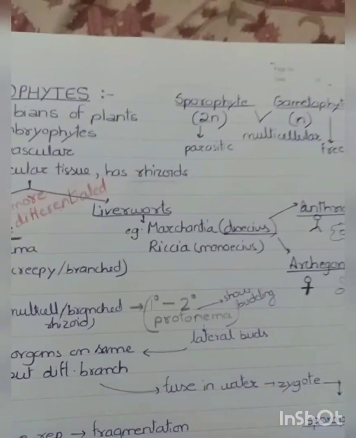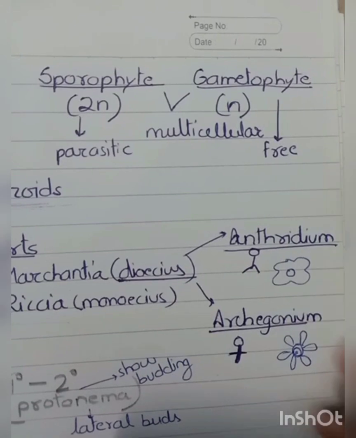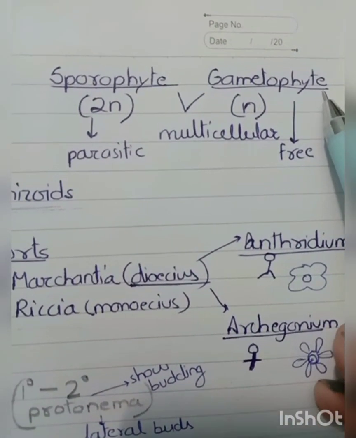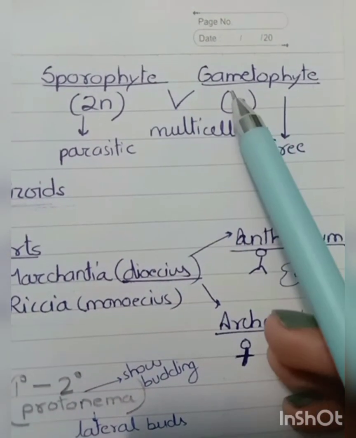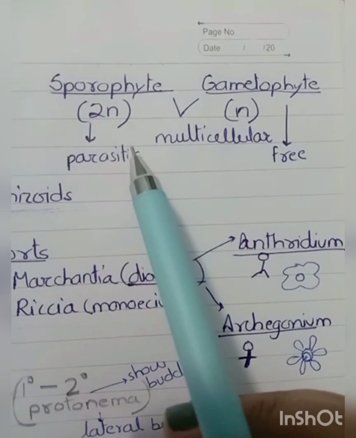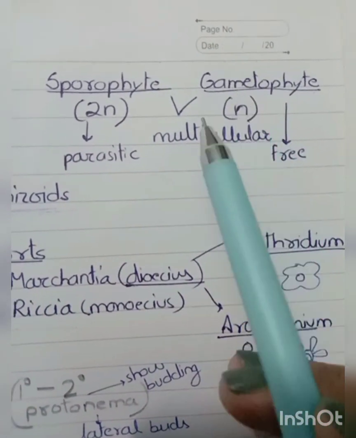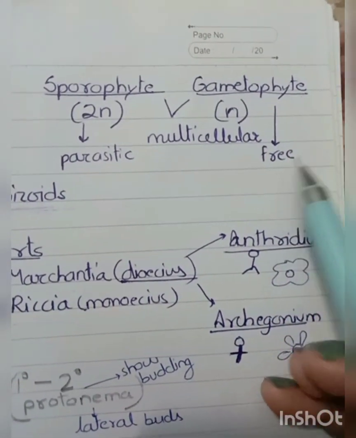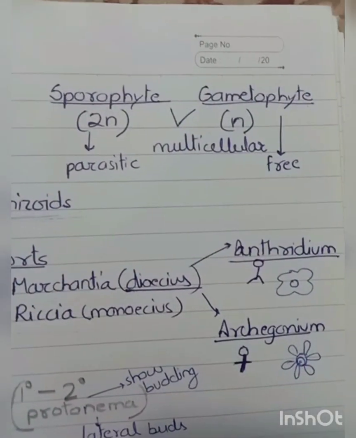Okay, now see these plants, two types of structures are seen. One is known as sporophyte, and the other is known as gametophyte. Just remember that the sporophyte is most of the time diploid in nature, and the gametophyte is haploid. In case of bryophytes, the sporophyte is parasitic and it is totally dependent on the gametophyte for its nutrition. And the gametophyte is free living and photosynthetic. And they both are multicellular structures in case of bryophytes.